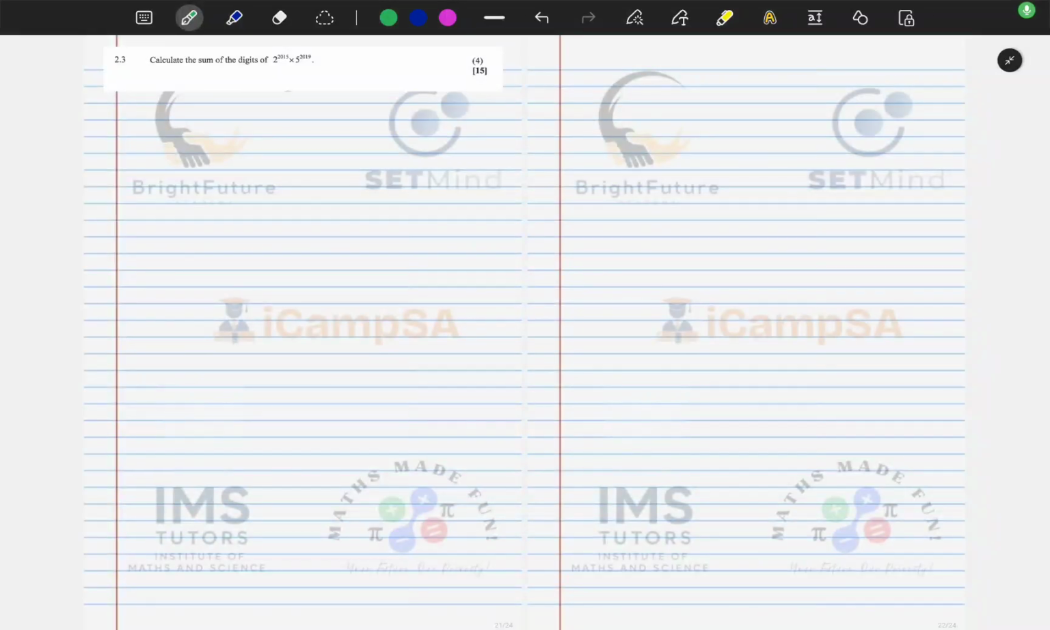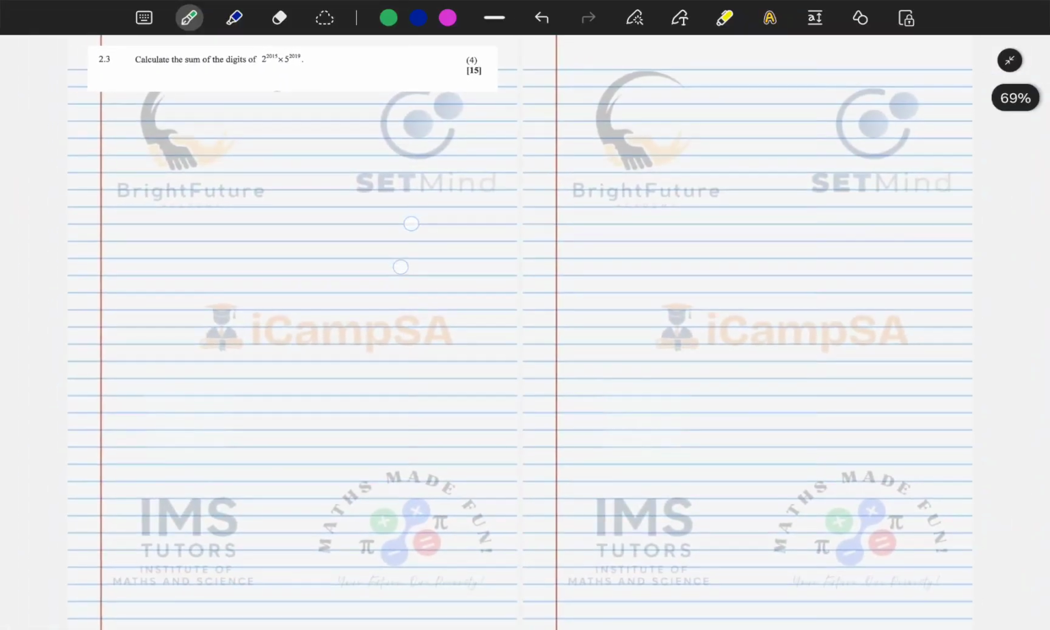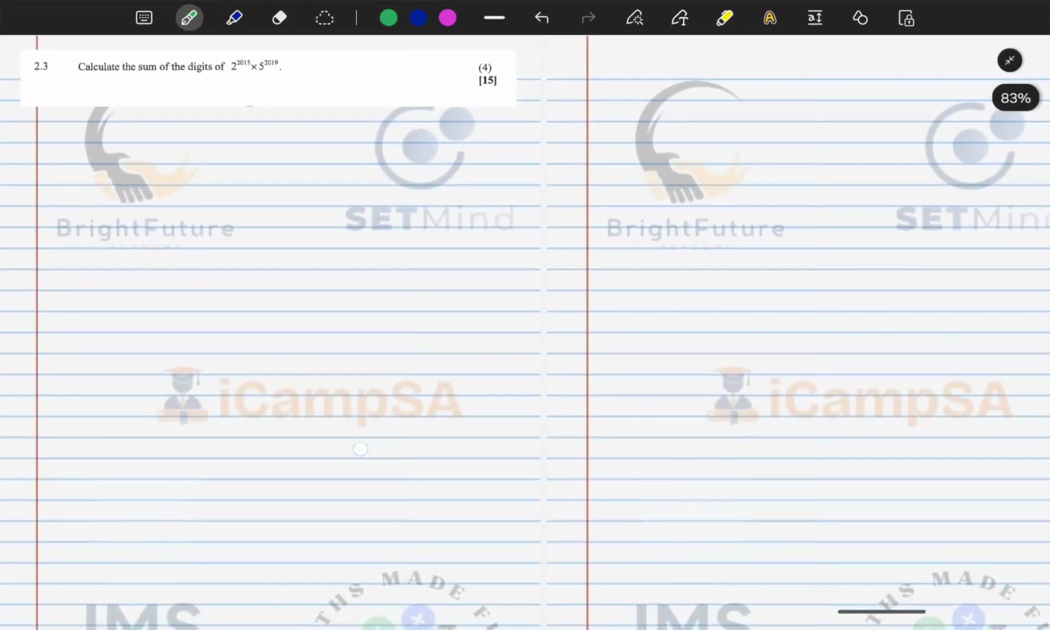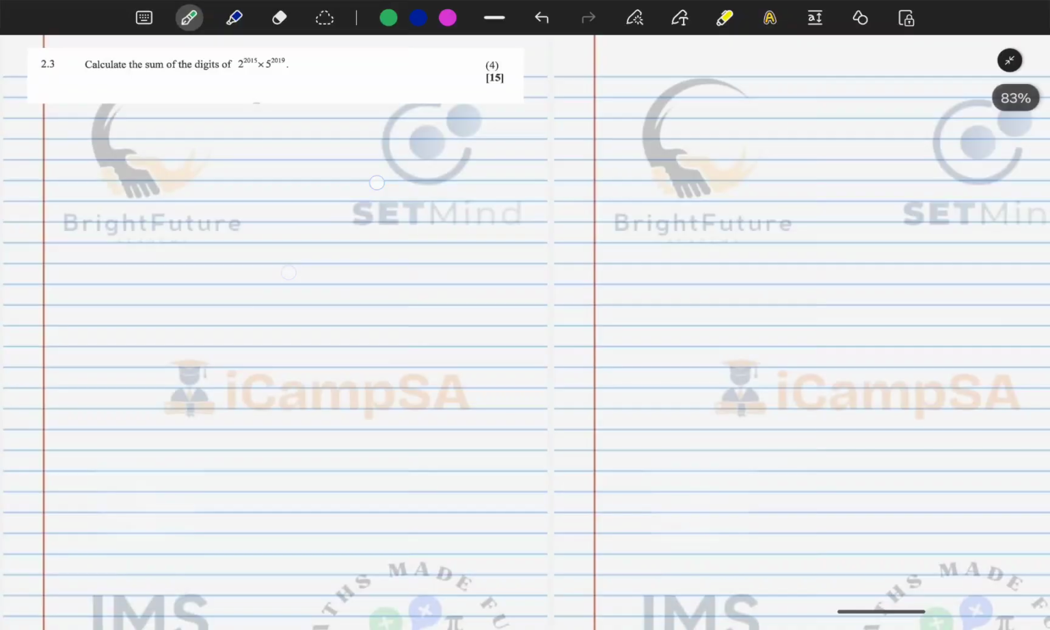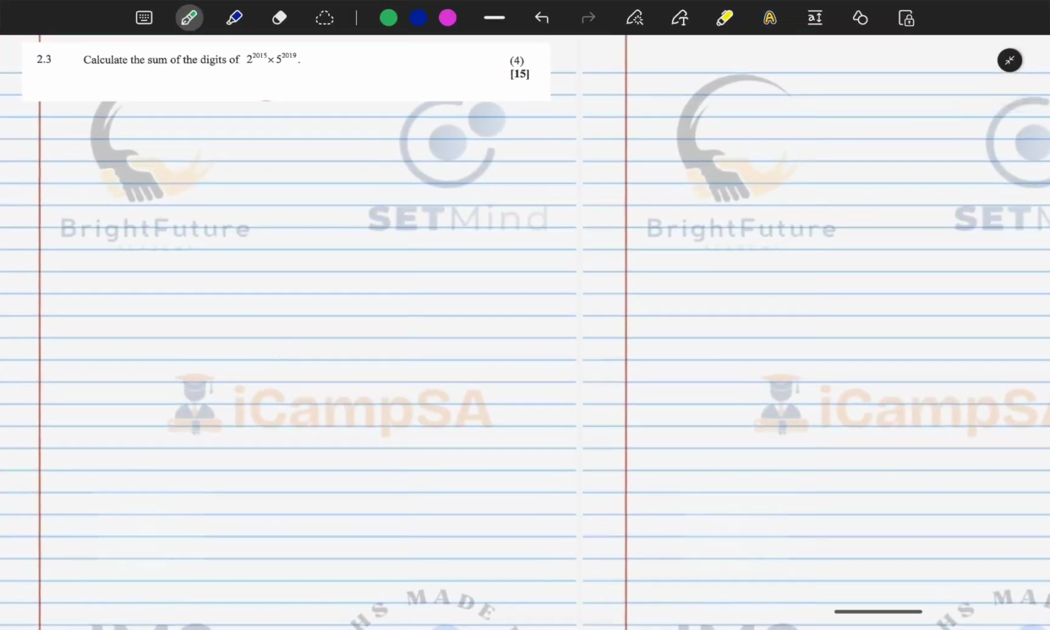Let's look at the last question of question 1 from the sample problems. This is still the 2015 paper, and the link to the full paper is shared on the questions that were compiled by iCampSA, right? So here we are still continuing with exponents.